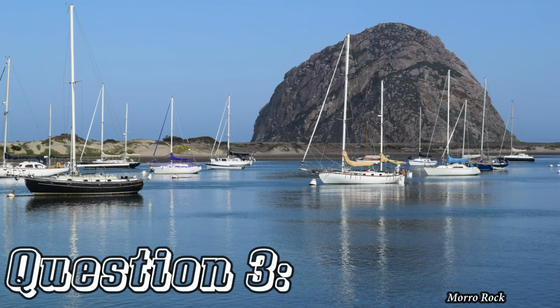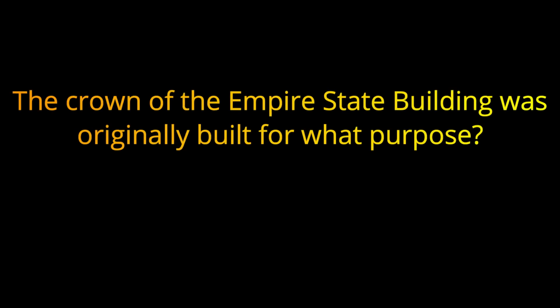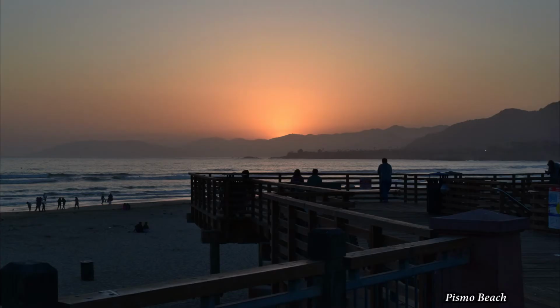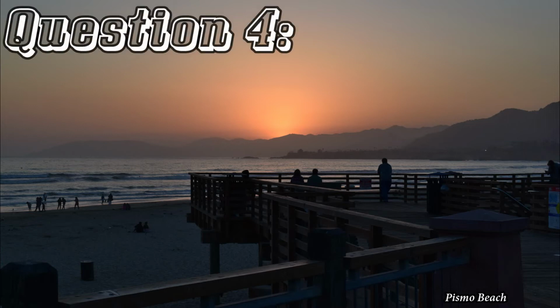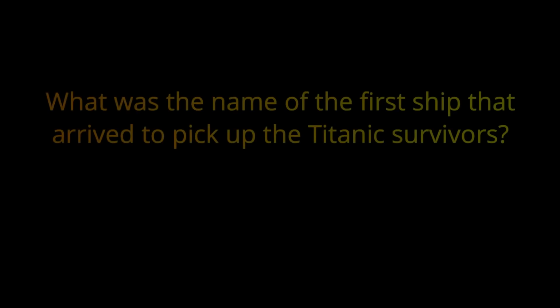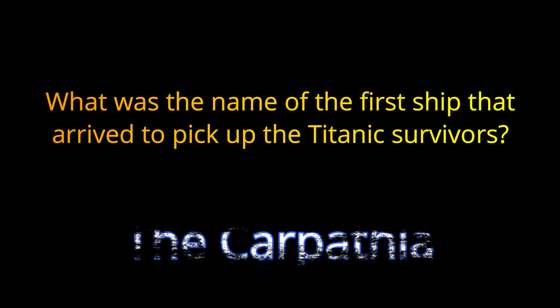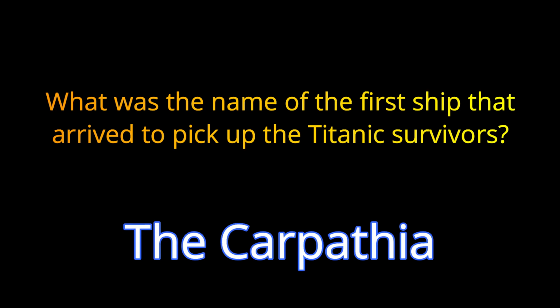Question number three. The crown of the Empire State Building was originally built for what purpose? The answer is a dock for airships. Question number four. What was the name of the first ship that arrived to pick up the Titanic survivors? The answer is the Carpathia.